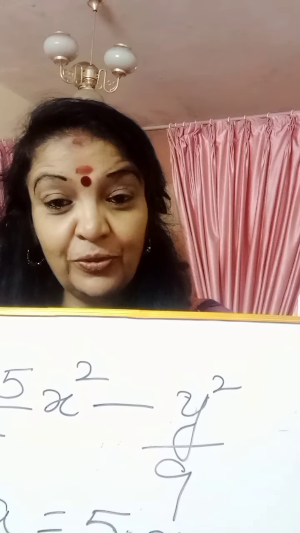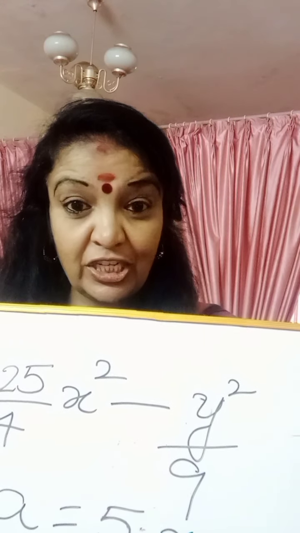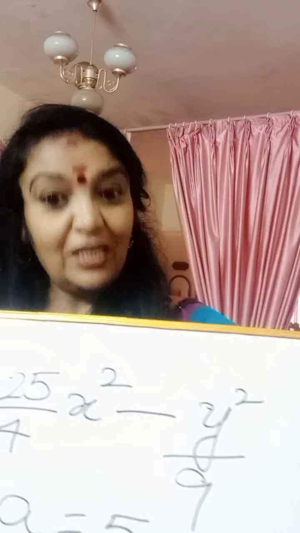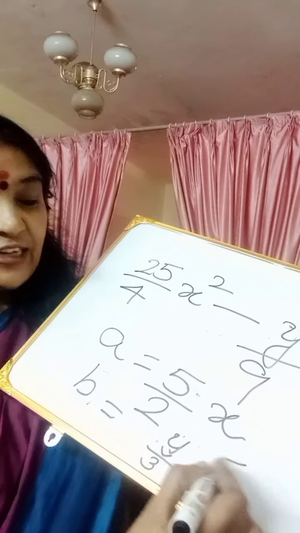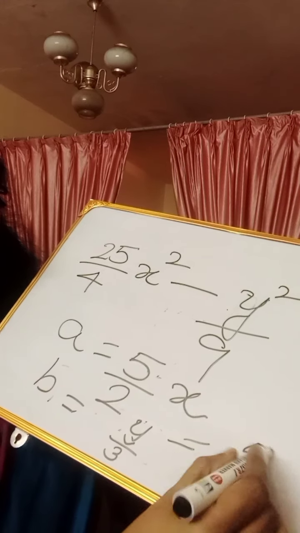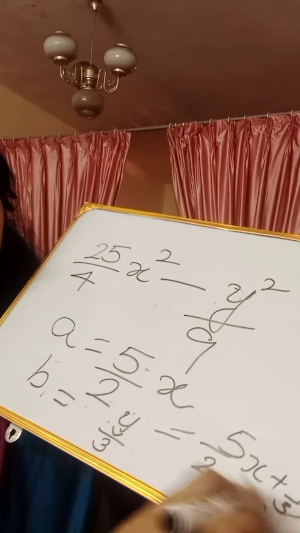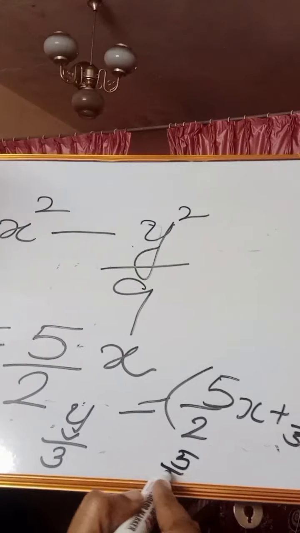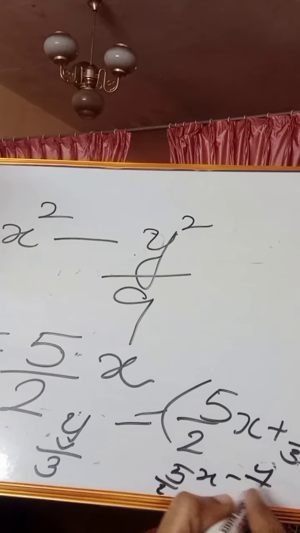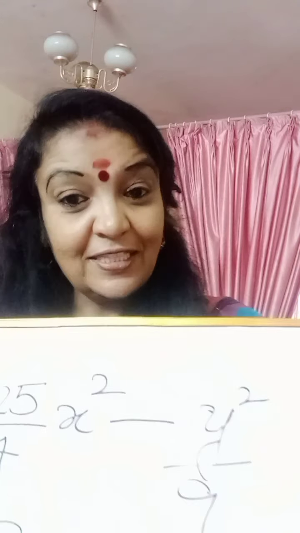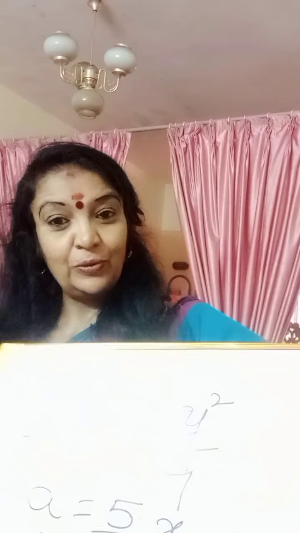Now what do you want to do? This expansion is the product of two factors. What are they? (a plus b) into (a minus b). So the factors are, you are writing, (5 by 2 x plus y by 3) into (5 by 2 x minus y by 3). So here also we are getting two factors. Don't forget, this is a second degree polynomial.